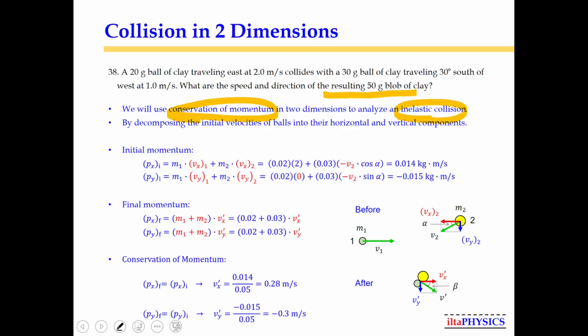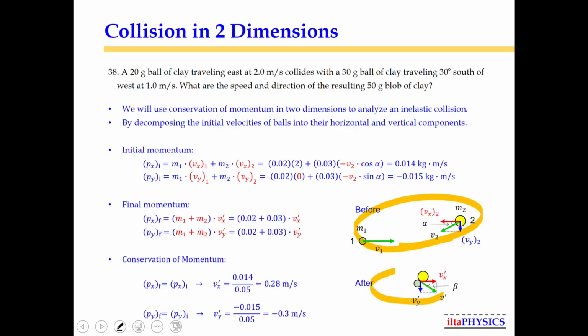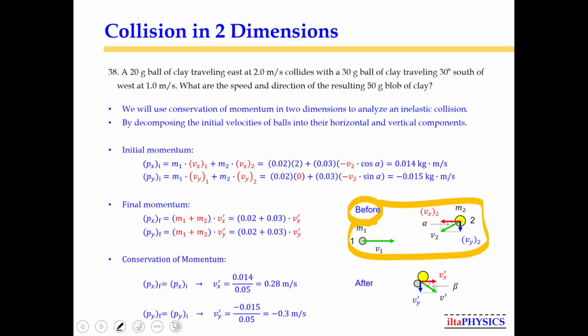Let's apply the problem-solving steps we discussed earlier. First, I'll define the system where no external forces act. In this case, we can just define the entire setup, including the two moving clay pieces, as the system. Second, let's draw a diagram of the motion before and after the collision as described in the problem. The diagram on the right shows the before and after states.